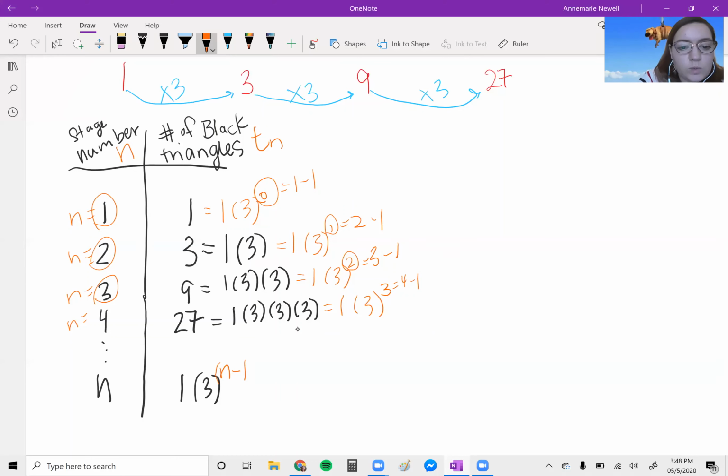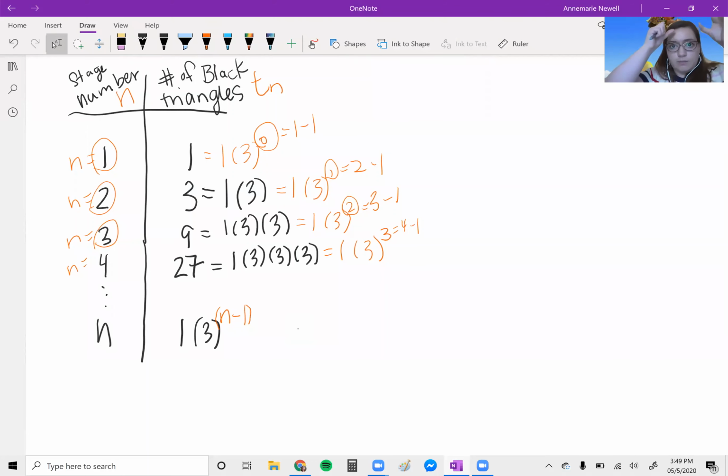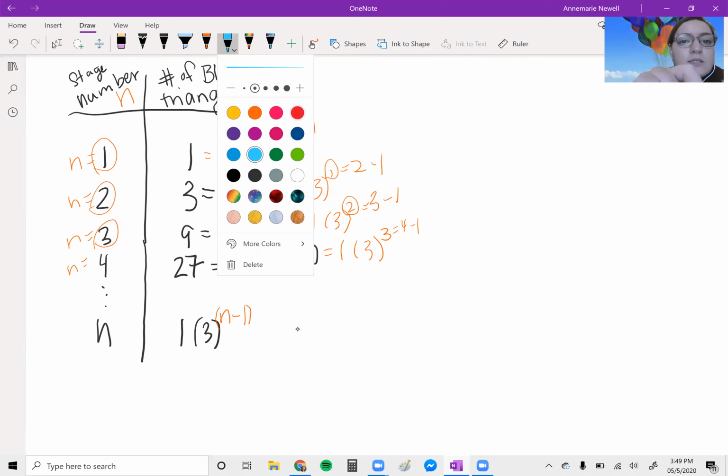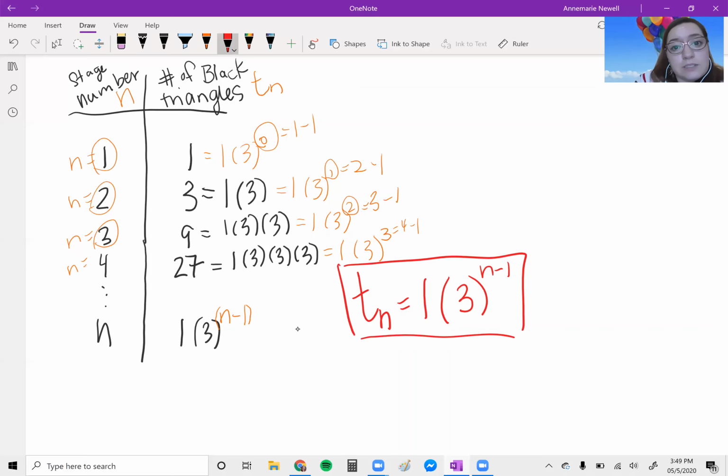Please make sure that this whole thing is in your exponent. You could use parentheses just like I did right there. Otherwise, just make sure both of the things are small up as an exponent. So we just need to write this, instead of expressions, as a real big formula for t sub n. T sub n equals, well, we start with our first term, which is 1 big black triangle. We multiply by our ratio, which is 3, and we do it how many times? N minus 1 times. And there you go. That is our formula for this situation of the Sierpinski triangle.